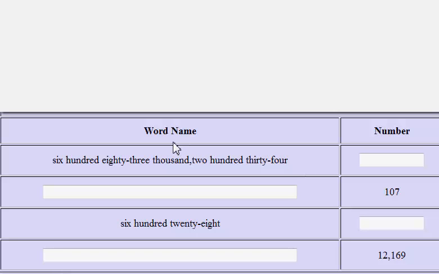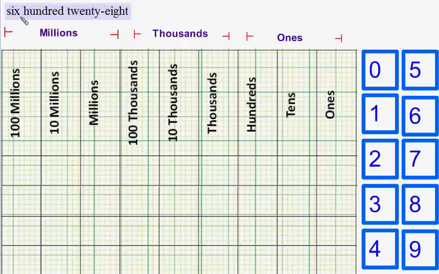In this problem, we will be taking word names and writing the number that they represent, and also the other way around, where we're given a number and we write the word name that represents that number. So I'm going to start with the problem where we go from the word name to the number, and I'll start with the easier of the two. So here's our problem in words.